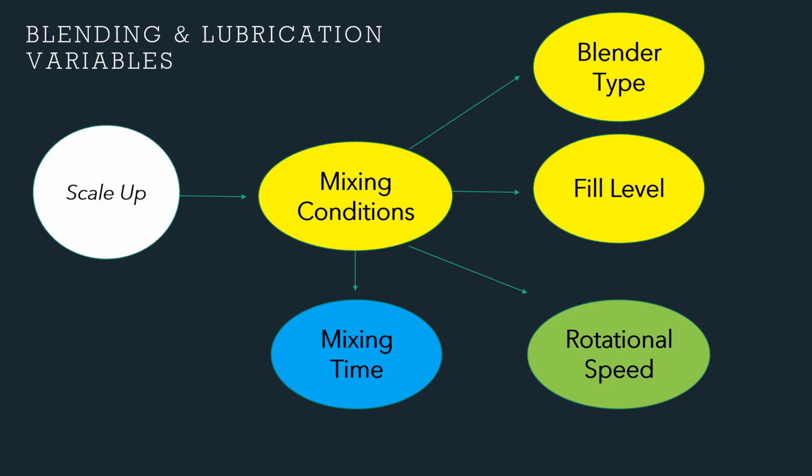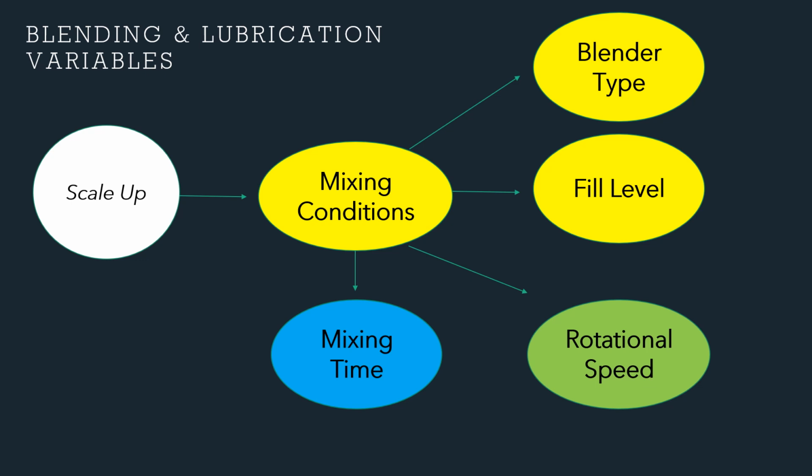So, it involves blender type, like what blender we are using in the lab scale, and what blender we are going to use in the pilot or pivotal stage. That blender type will affect our scale up of the unit operation, blending and lubrication.